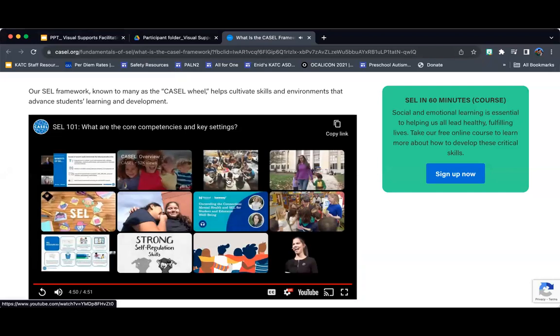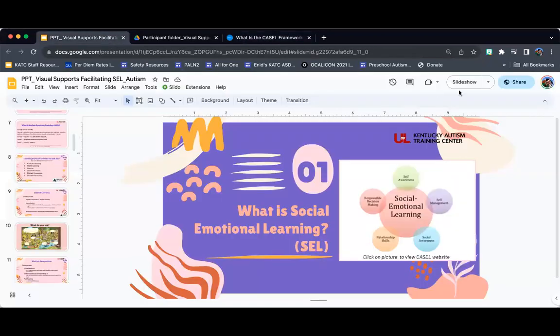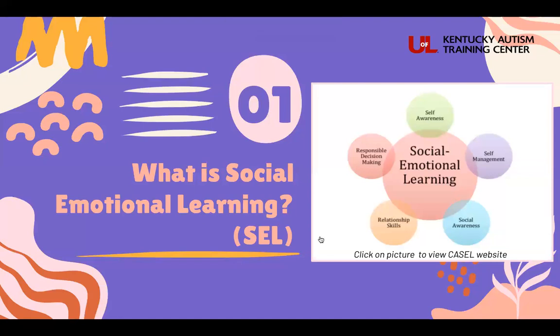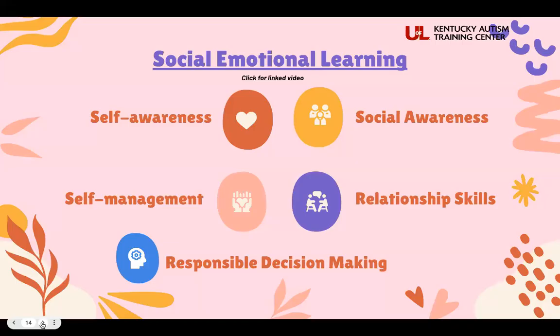Okay, so I think that gives you a good overview of what SEL is, and hopefully the information on autism and SEL will help you understand why it's so important to integrate into the life of the autistic individual. So let's look a little bit at this. So we know it's self-awareness, self-management, social awareness, relationship skills, and responsible decision-making.